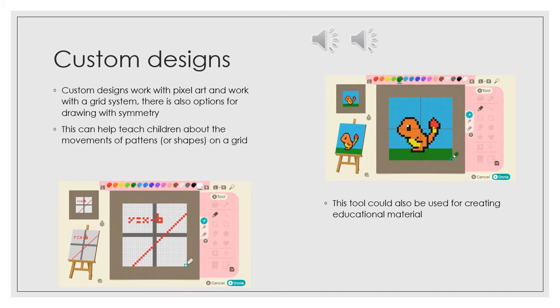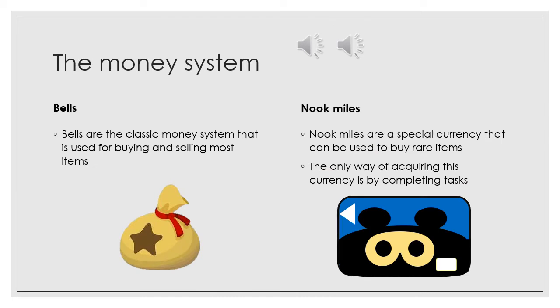Within the game, there is also a money system. There are two separate systems that run in the game: bells and Nook Miles. Bells are the standard money system that you use to buy and sell most of your items, whereas Nook Miles are a special currency to buy rare and exclusive items, and you have to complete certain tasks to be able to acquire this currency.